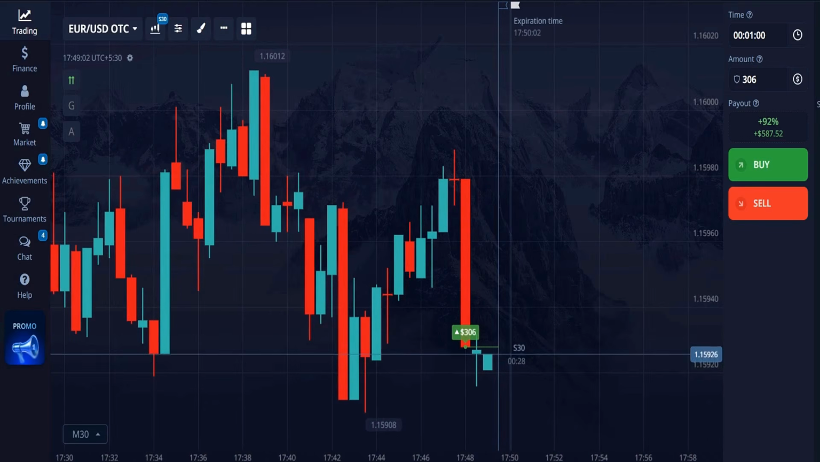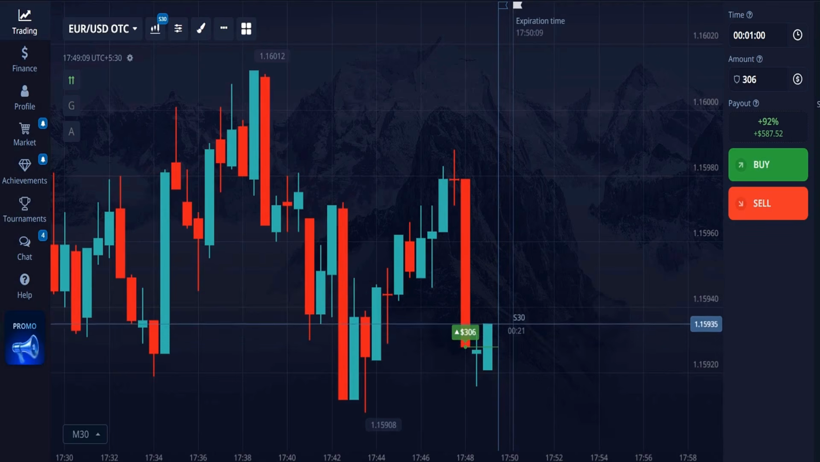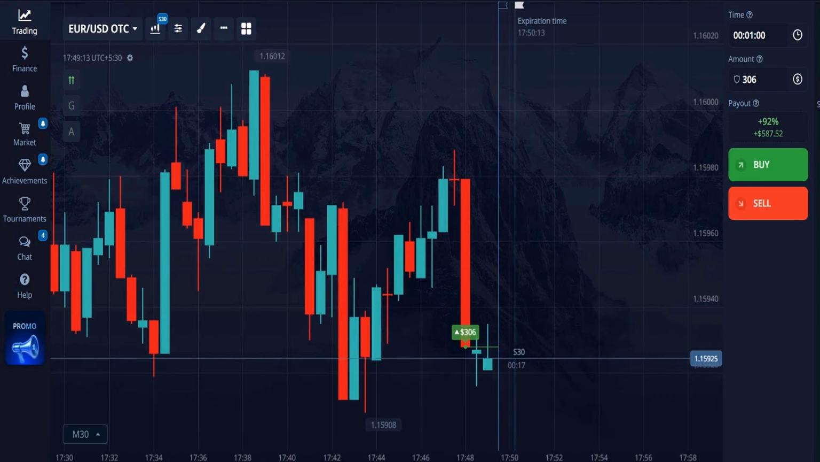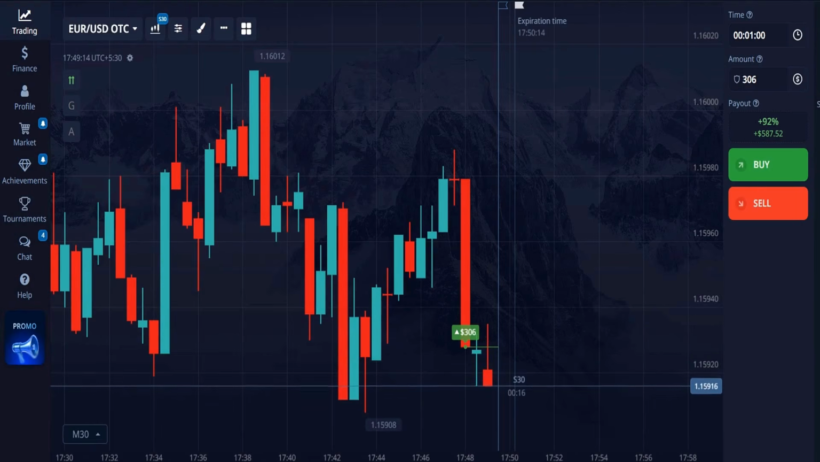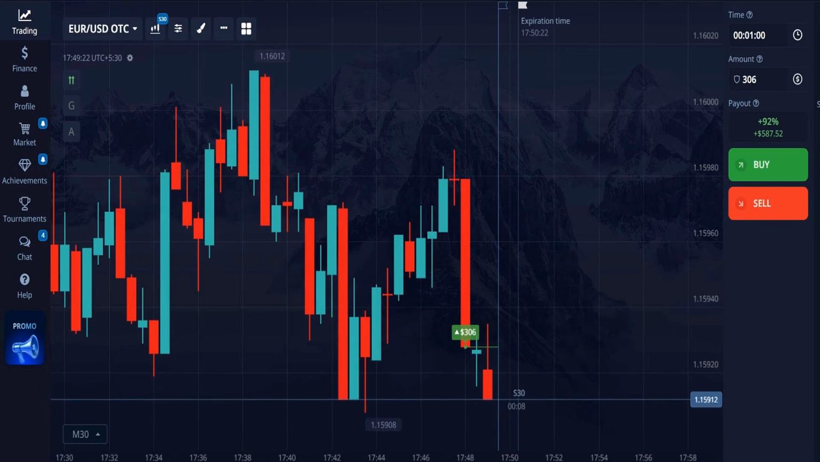Right after entry, the candle started with a small dip, testing the same demand zone again. This moment is crucial. Many new traders panic here, but this test often confirms that liquidity is being collected for a reversal move. Within seconds, the lower wick formed and the body began to shift from red to green.